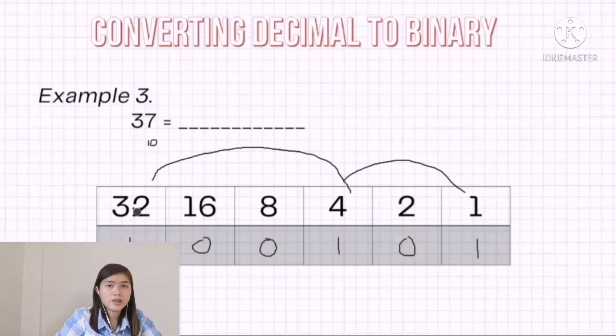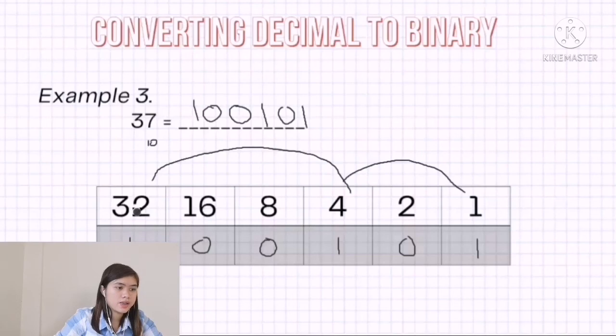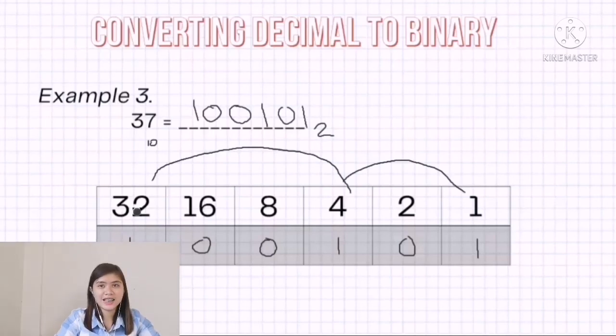Can you dictate to me the binary equivalent of 37? Okay, very good. 1, 0, 0, 1, 0, and 1 with the base number 2. So 37 is equivalent to 1, 0, 0, 1, 0, 1. Is that clear? I hope you really understand our lesson, which is all about binary numbers, or converting decimal numbers to binary numbers.